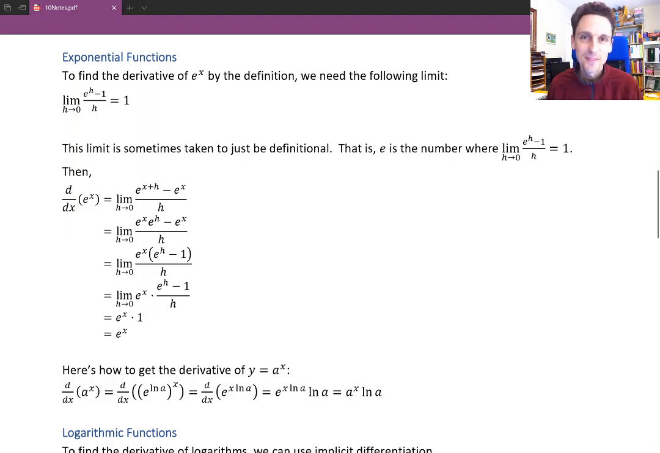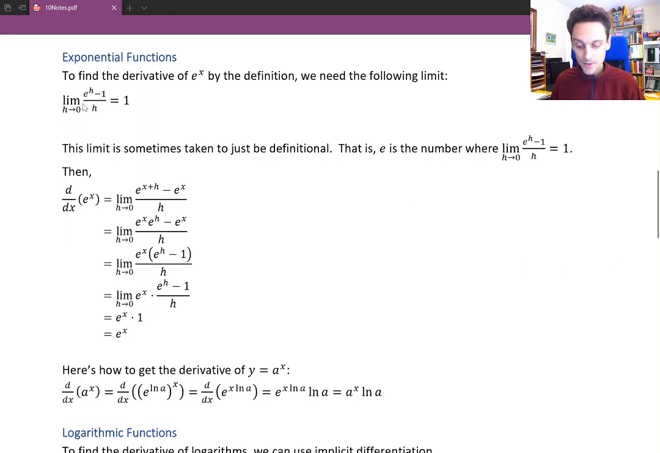Hello and welcome. In this video, we're going to prove the derivative shortcuts for exponential functions and logarithmic functions. So let's start with the derivative of e to the x, which we know to be e to the x. But why is that? Well, before we start the proof, we're going to need this limit.